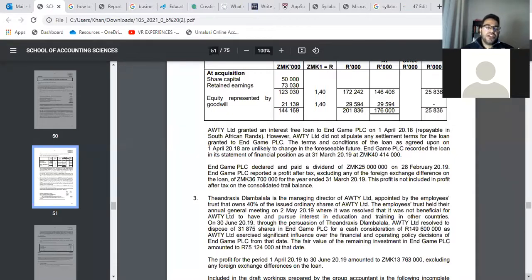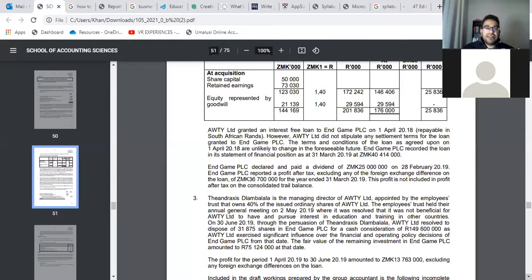So what they needed to do, actually, they have to pay us back in ZAR. So they would have to do a foreign currency transaction every single time, okay? Because remember, they have a loan in their books, and they include the loan in ZMK, because to the foreign operation, who's the foreign operation? Endgame. So you must just take note of this now. Endgame has a loan from AWT.